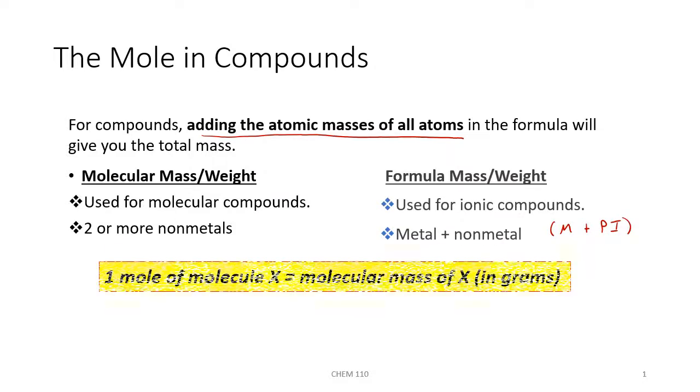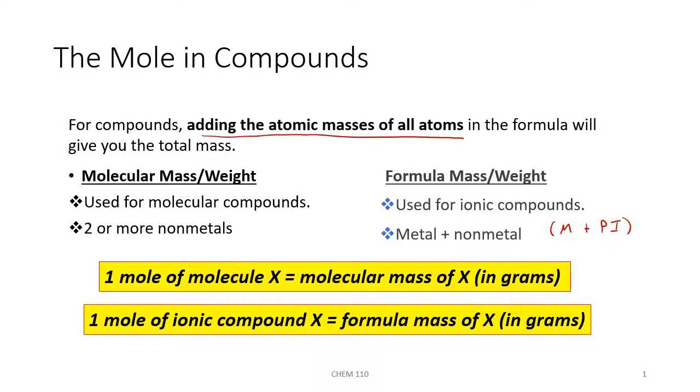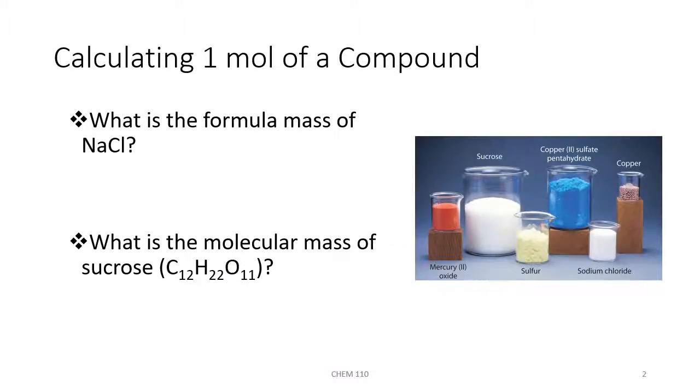So very specifically, if we have 1 mole of molecule X, that means the molecular mass of X in grams would be calculated by determining the atomic masses of all the atoms that make up our molecule. Same thing, if we have 1 mole of an ionic compound, that would be the formula mass of X in grams. So when we're dealing with compounds, if we want to figure out what either the formula mass or molecular mass is for 1 mole of the compound, we have to calculate it. We can't just take it right off the periodic table.